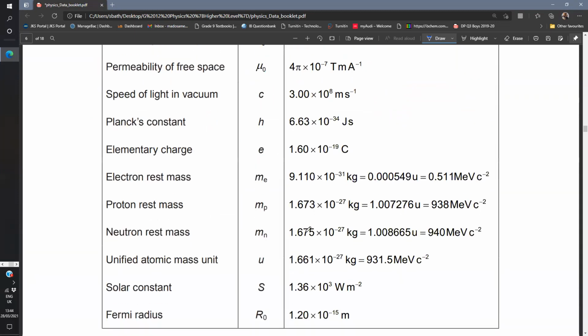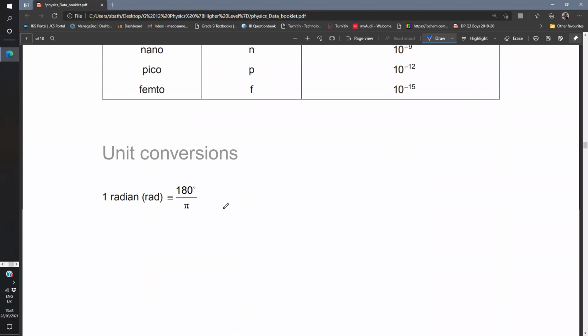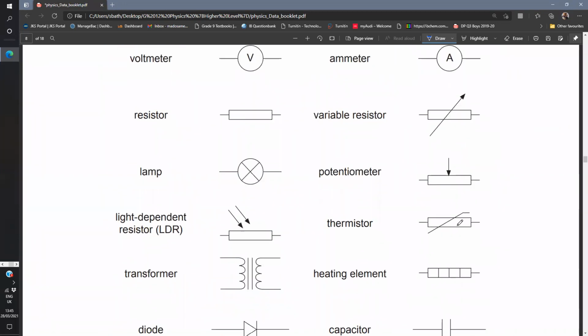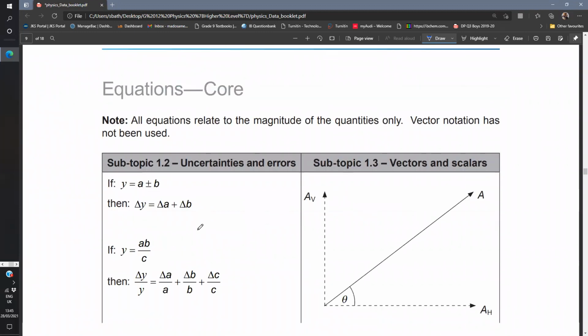So this moves us on to constants that you're going to need to use, and conversions as well. I'll discuss these later, and this will be discussed in a later upload with the concepts.